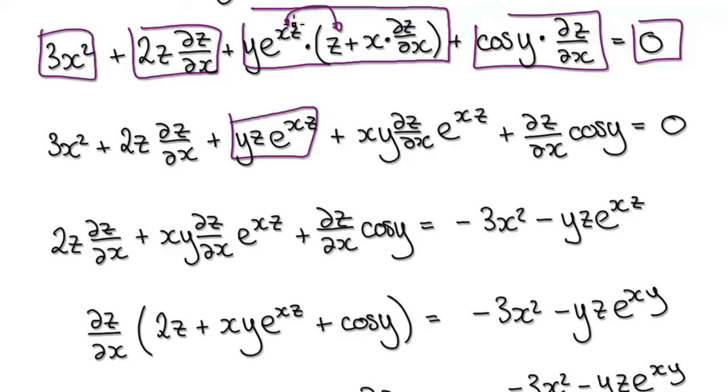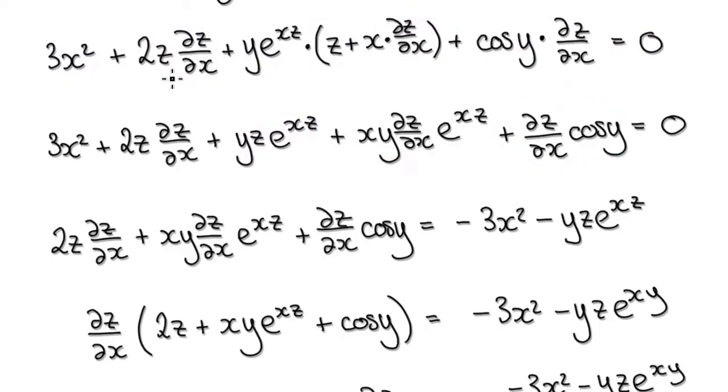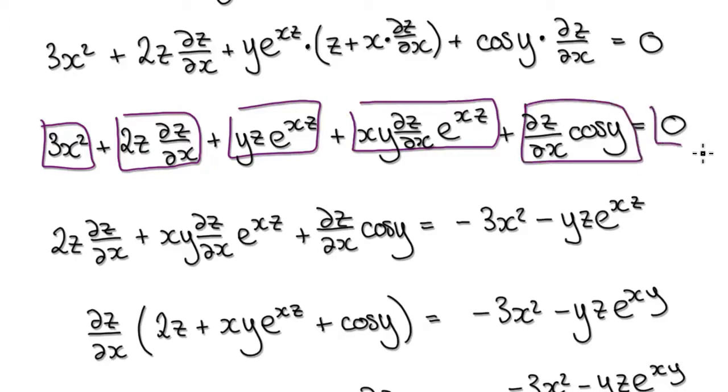Yep. And then this times this will then become this, and this block stays the same. So now instead of having the brackets here, all the blocks are separate now. You've got one block plus another block plus another block plus another block plus another block equals this block. We want to isolate all these.